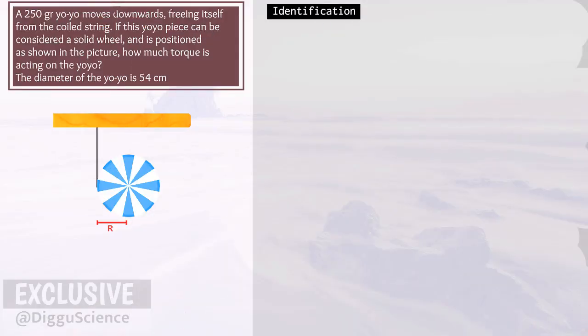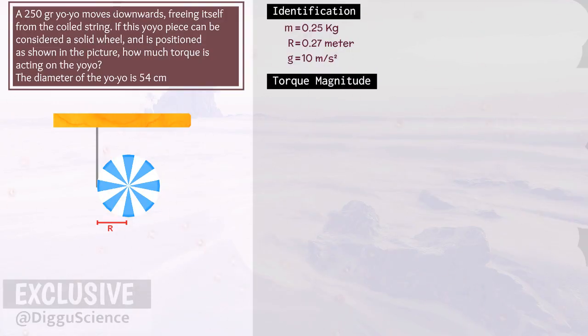Now, we can calculate the magnitude of the torque. If we read the problem again, we will find that m is 0.25 kilograms, the radius of the yo-yo is 0.27 meters, and the acceleration due to gravity is 10 meters per second squared. Now, we can calculate the magnitude of the torque. It is equal to 1/3 of mgr. All these values are readily available. A little scribble on a piece of paper reveals that it's equal to 0.225 newton meters. This is the torque acting on the yo-yo.